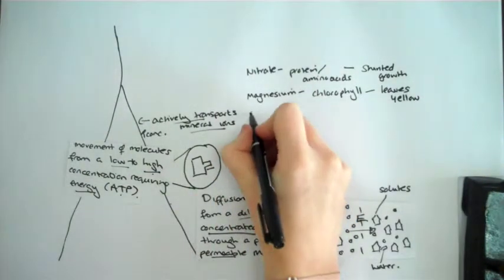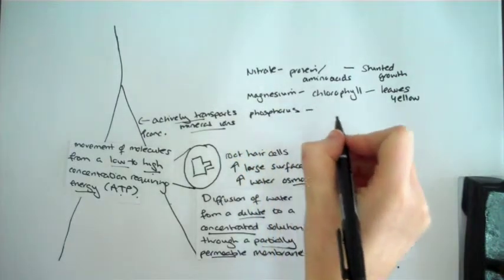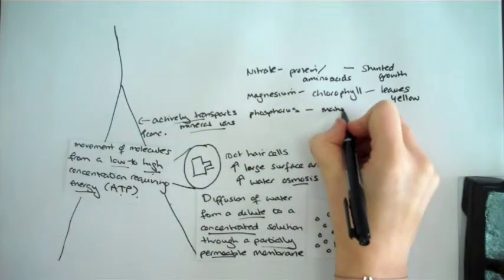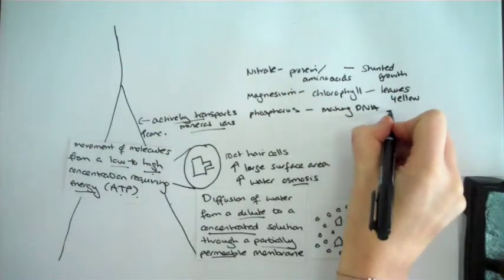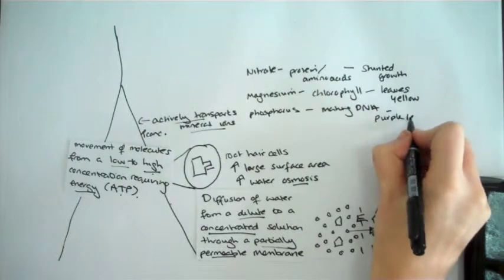Okay, next up is phosphorus. Phosphorus is used for making DNA. And if the plant doesn't have enough of it, it will have purple leaves.